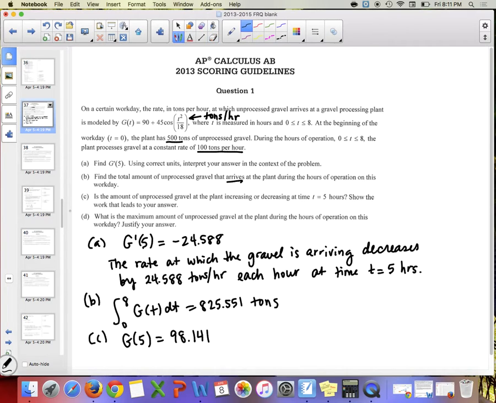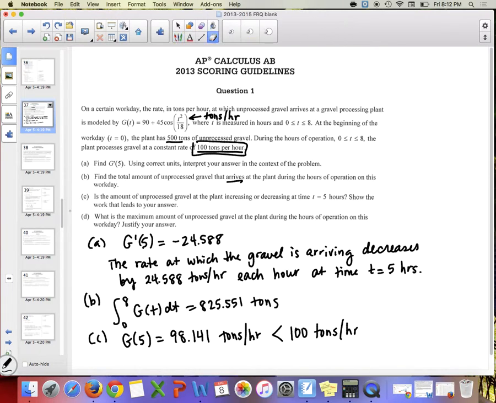tons. Well, actually tons per hour. And that is less than the 100 tons per hour that is leaving. So from right there, tons per hour leaving.